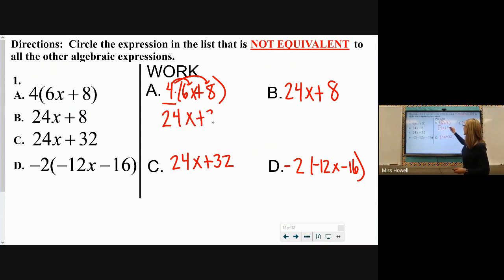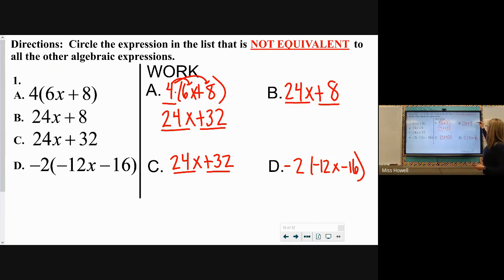All right, so right now, we should be saying I got 24x positive 32. It seems to match this one, but this one is different. So right now, we think maybe letter B is the one that doesn't match, but let's go ahead. We've got to simplify D to make sure only one is going to be not matching. So if I end up with 2 that don't match, that means I made a mistake somewhere in my math, and I should go back and try to find where I made the oopsie when I did my simplifying here.